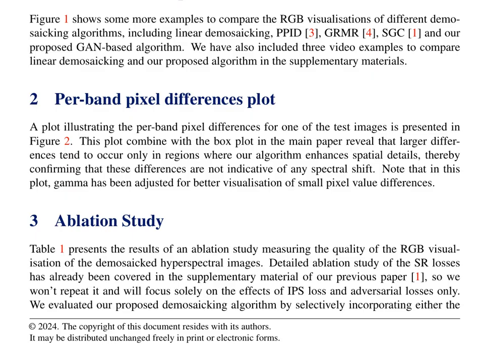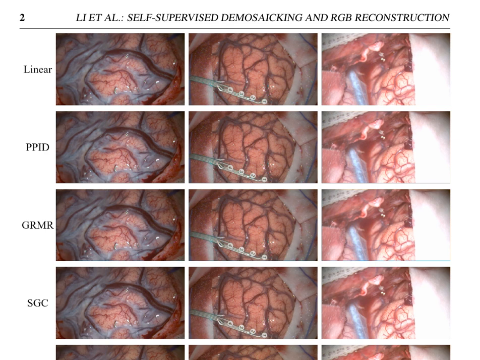The supplementary material provides additional examples, per-band pixel differences, an ablation study, and further details on the methodology, reinforcing the effectiveness of the GAN-based approach and its connection to broader research in the field of image processing and machine learning. The research paper presents a novel approach to self-supervised demosaicking and RGB reconstruction from hyperspectral images, leveraging deep learning techniques. The proposed method employs a dual-branch neural network architecture, comprising a demosaicking branch and an RGB reconstruction branch.